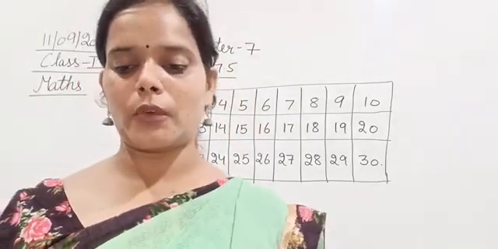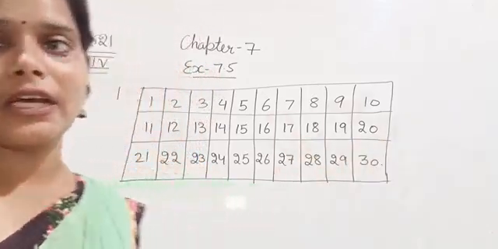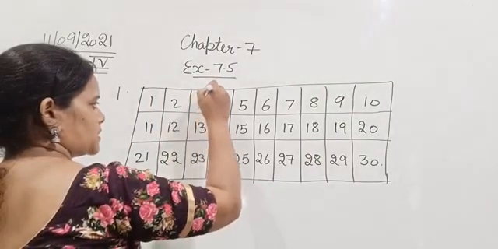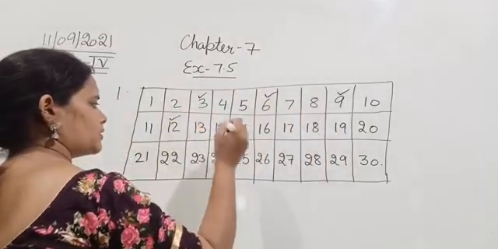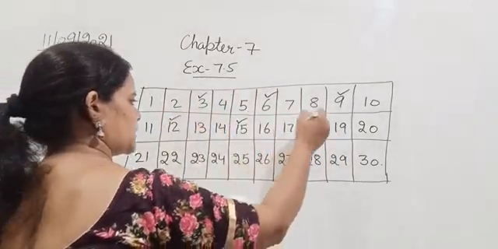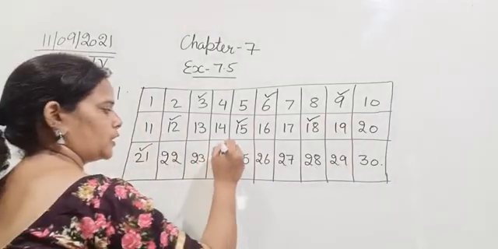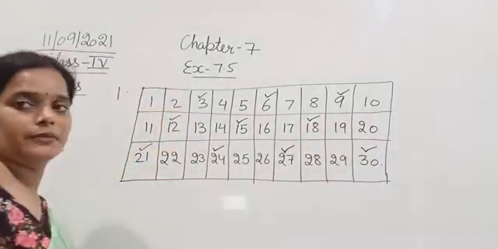So first of all, we are going to tick the multiples of 3. तो हम जो 3 के multiples हैं, we will tick them. So multiples of 3. ठीक है, 3 1s are 3, 3 2s are 6, 3 3s are 9, 3 4s are 12, 3 5s are 15, 3 6s are 18, 3 7s are 21, 3 8s are 24, 3 9s are 27, 3 10s are 30.